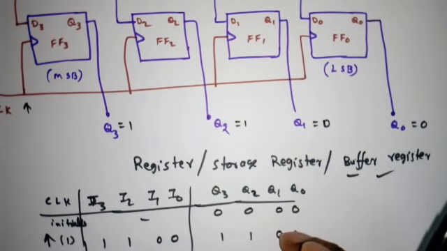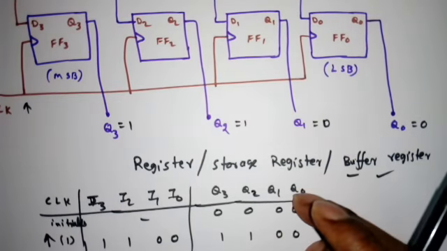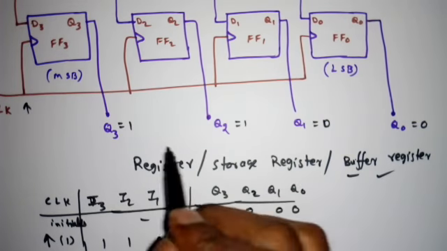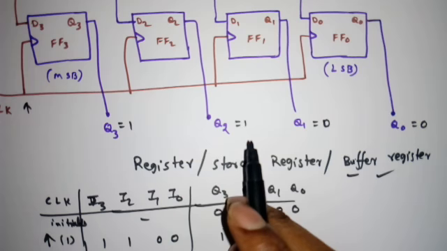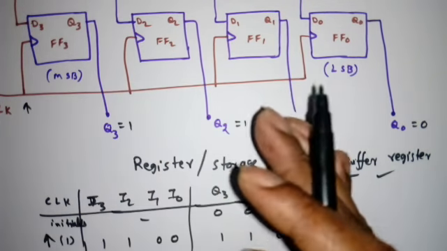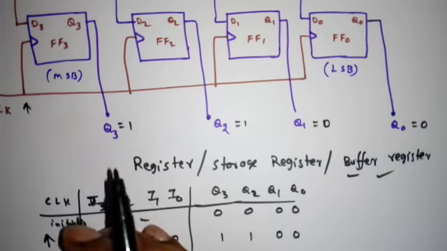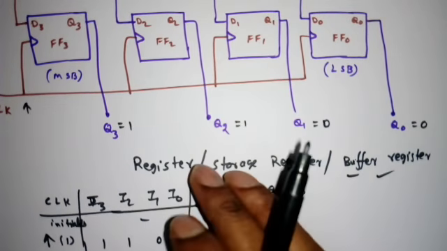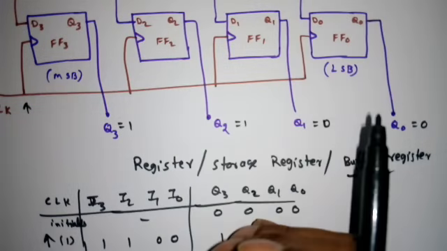Now what is the application of this parallel in parallel out shift register? Simple, for storing data. General purpose registers are there, no? There we will use these parallel in parallel out shift registers, or we can say simple registers. No shifting is happening in this register, right? In the next lecture we'll see the parallel in serial out shift register.